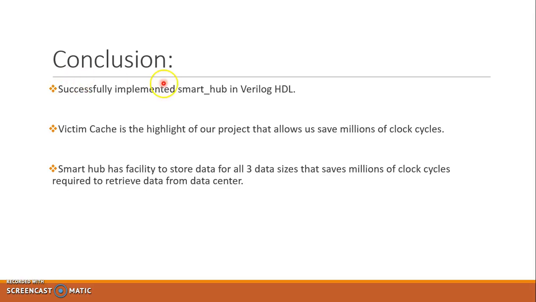So finally, the conclusion. We have successfully implemented the smart hub in Verilog HDL. The victim cache is the highlight of our project because we were able to save millions of cycles because of the concept of the victim cache. The smart hub has the facility to store data for all the 3 data sizes, that saves millions of clock cycles required to receive data from the data center.